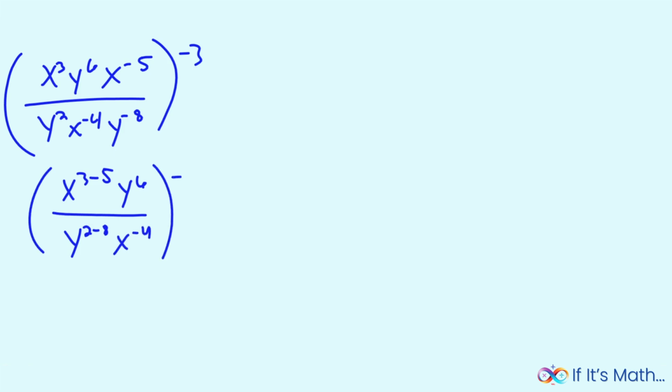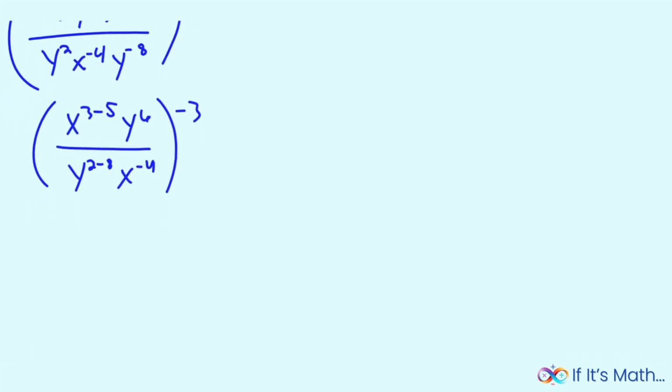So right here you can see I have x to the third, and remember the order you multiply things in doesn't matter. So I've got x to the third times x to the negative fifth. So I'm going to go ahead and take that and simplify it out a bit. So that's going to give me x to the third minus 5, because remember you're adding them together, and then y to the sixth over, let's do the same thing with the y. So we had the 2 and the minus 8. And then I've still got the x to the negative fourth. Don't forget, we still got to raise all this to the negative third power at some point, but not right now.